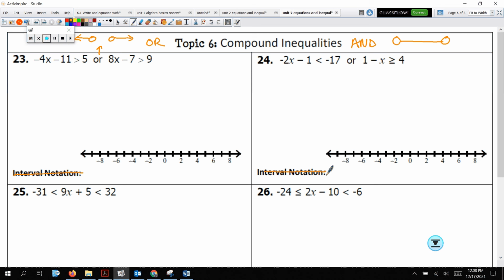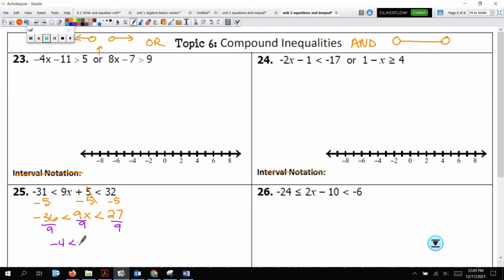All right, number 23 is clearly an or. Pay attention to dividing by negatives. Number 25 is an and. It's solutions in between. We solve inside out. Subtract 5 from all sides. Now, once I subtracted 5, I still want to get x by itself in the middle, so I'm going to divide by 9.